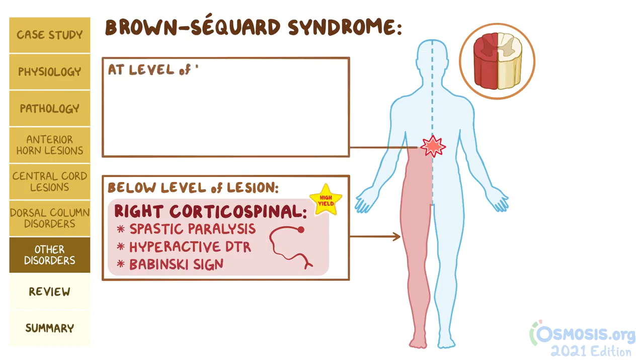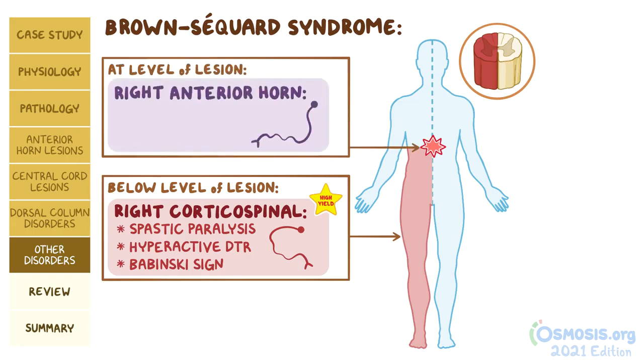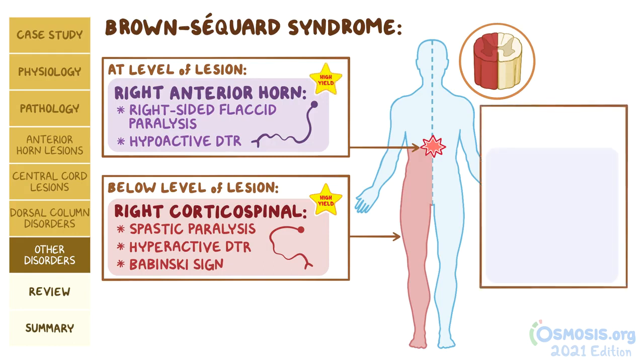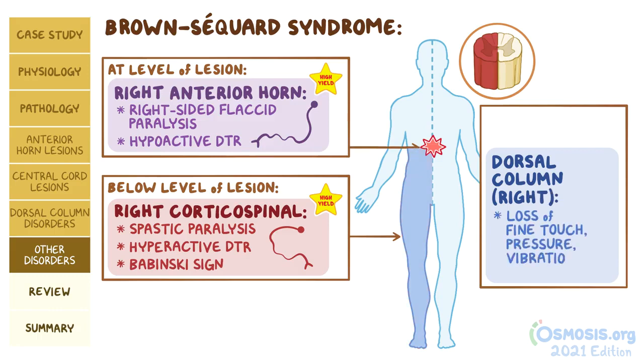Meanwhile, at the level of the lesion, the lower motor neuron of the right anterior horn will also be damaged, causing right-sided flaccid paralysis and hypoactive deep tendon reflexes. Similarly, there's damage to the dorsal column on the right side, which will lead to loss of fine touch, pressure, vibration, and proprioception in the right side of the body at the level of the injury and below it.